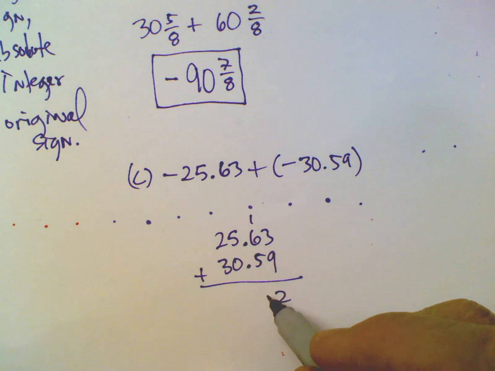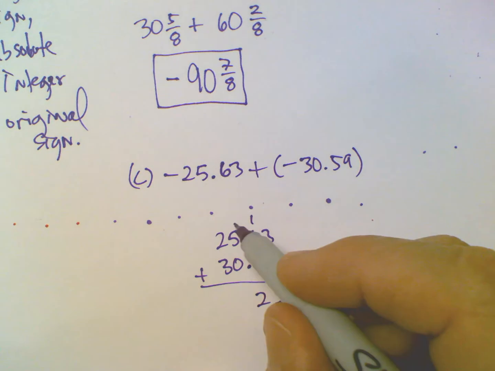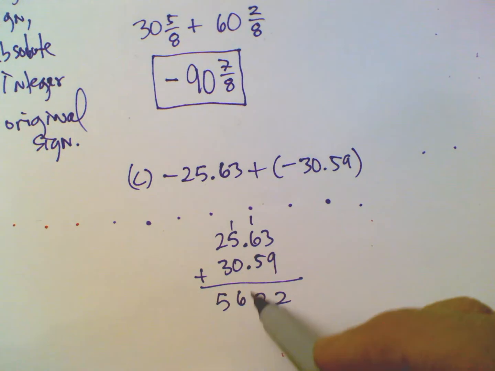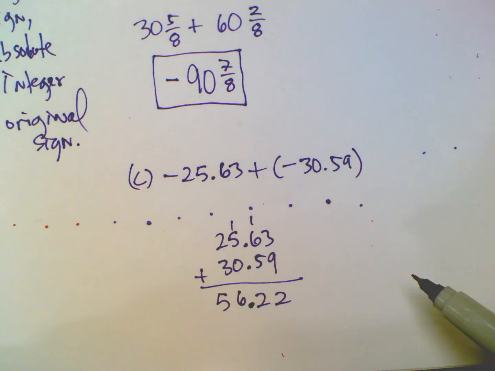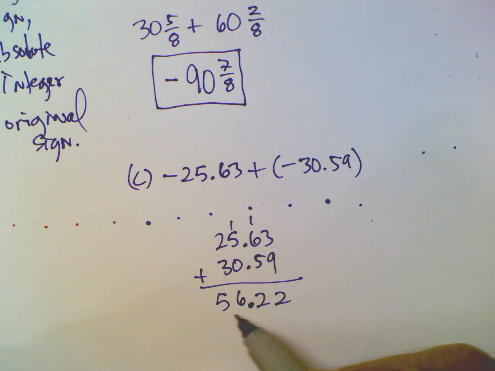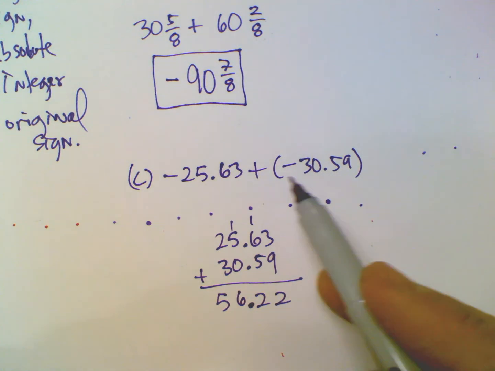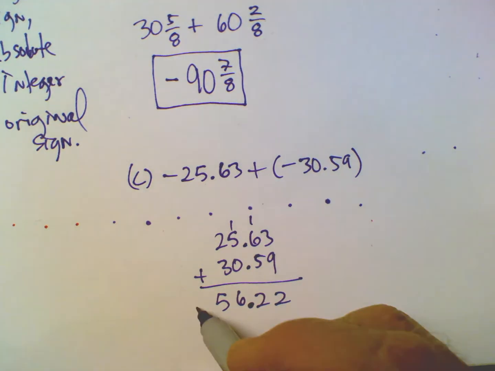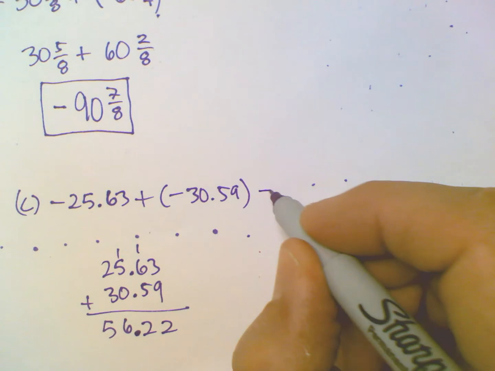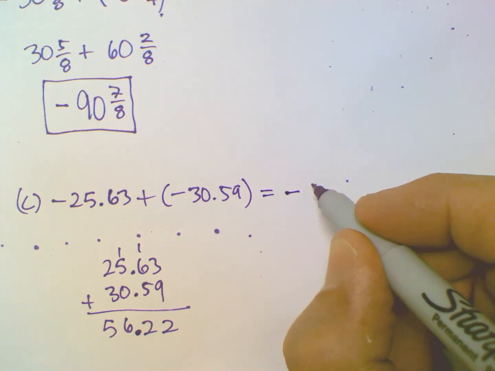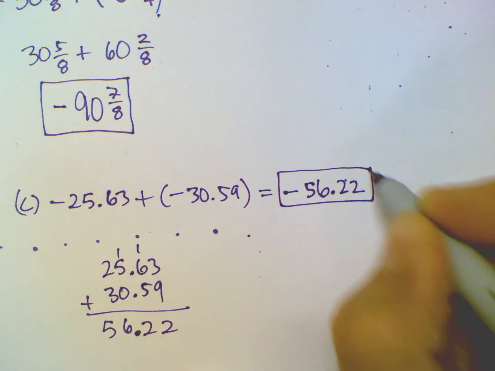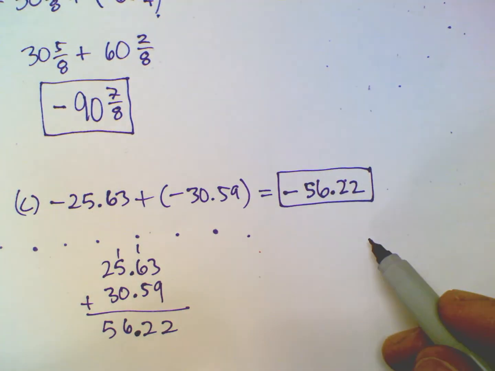2, carry the 1, 2 again, carry the 1, 6, and 5. And then the decimal just drops straight down. So my answer right now is 56 and 22 hundredths. But go back to what the original sign was. The original signs were negative, so my final answer equals negative 56 and 22 hundredths.